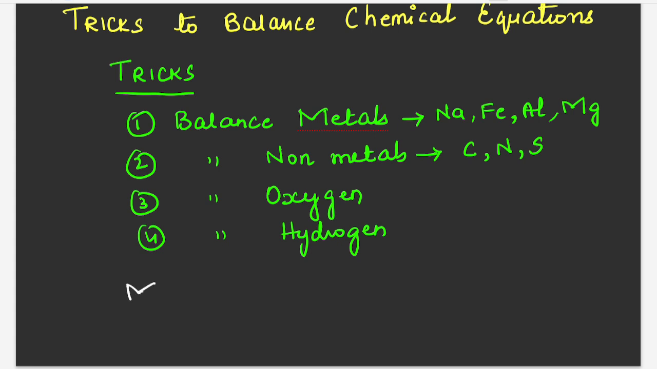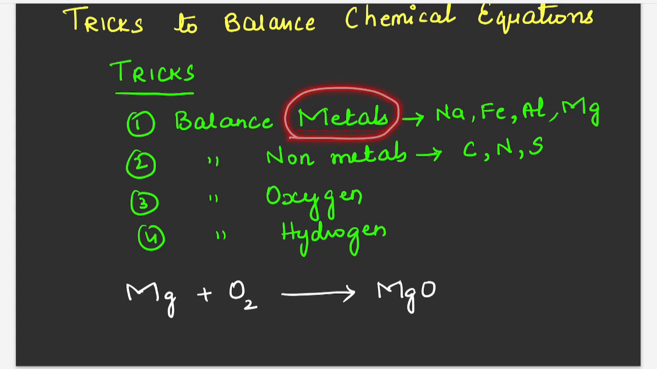I'll take magnesium. Magnesium, Mg, reacts with oxygen and forms magnesium oxide. How to balance this? What is the first trick here? We have to balance the metal. Here magnesium is a metal, so we have to balance magnesium. How many magnesium atoms are present? You can see one magnesium. You have to check the number here. So one magnesium is present.